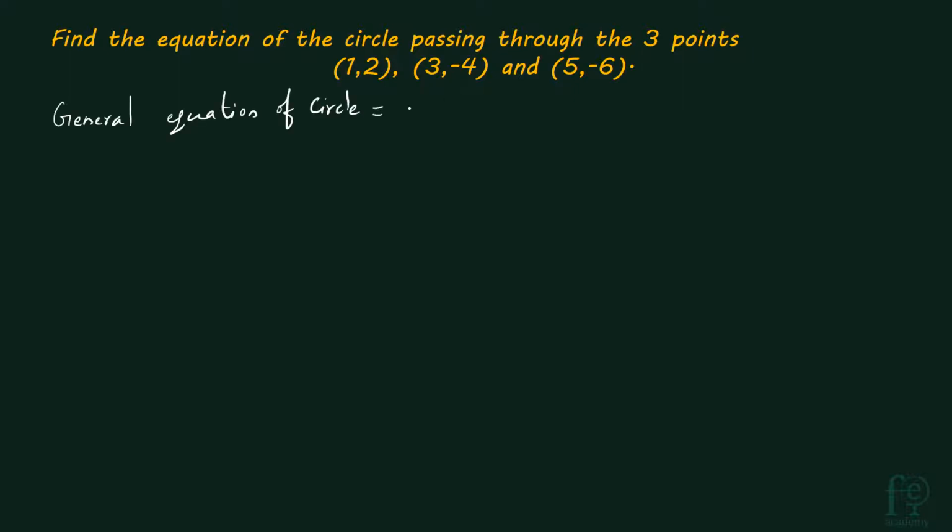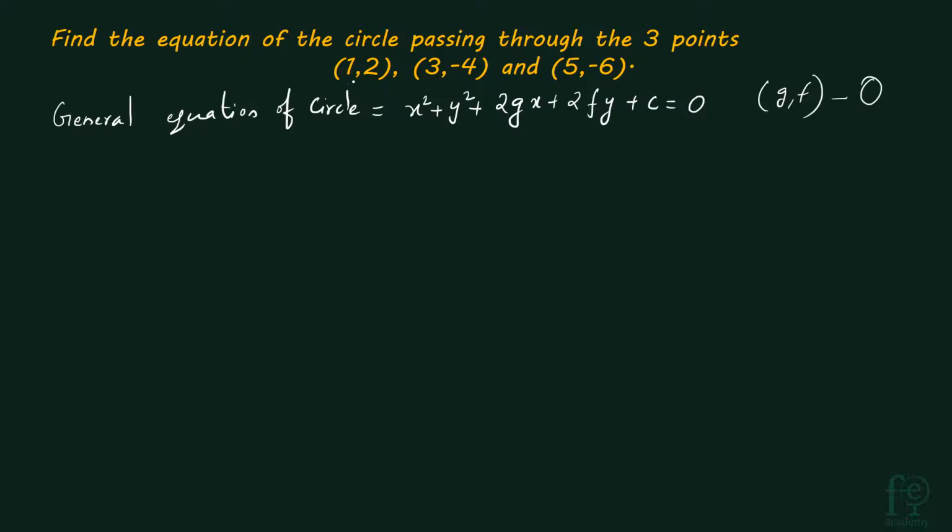The general equation of the circle is given by x square plus y square plus 2gx plus 2fy plus c is equal to 0, where g and f represent the center of the circle. In the other case, we use the representations h and k, but in this equation (-g, -f) represents the center O of the circle. So x square plus y square plus 2gx plus 2fy plus c is equal to 0 is the general equation of the circle.